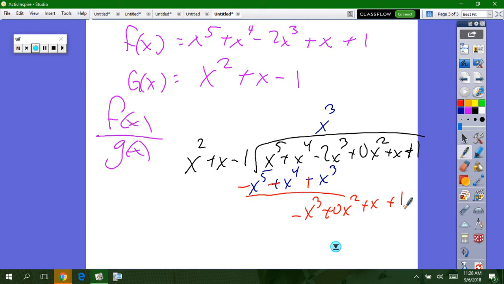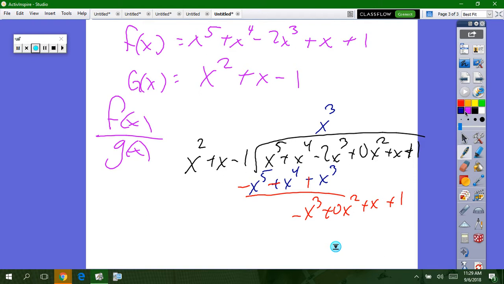I bring everything down just so I don't lose them. Okay? Do I have to bring everything down? No. Does everybody understand why I don't have any x to the fourth? Because they got rid of each other. Okay. How many times can x squared go into negative x cubed?